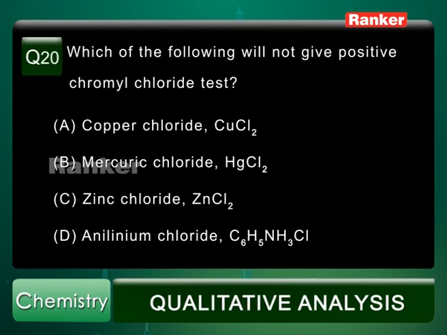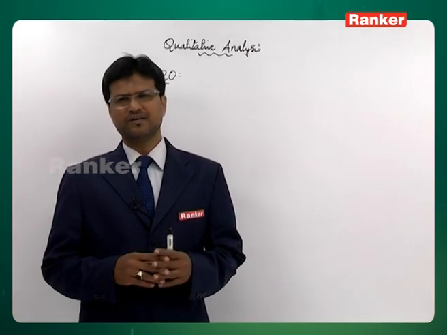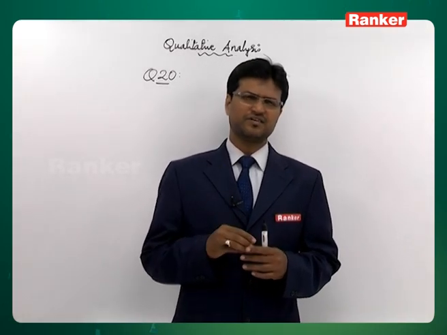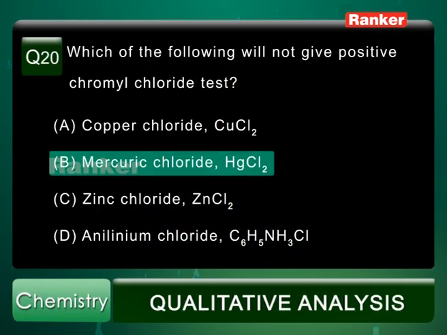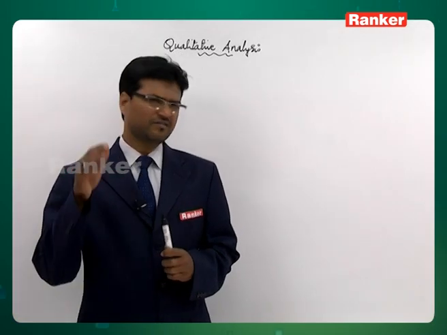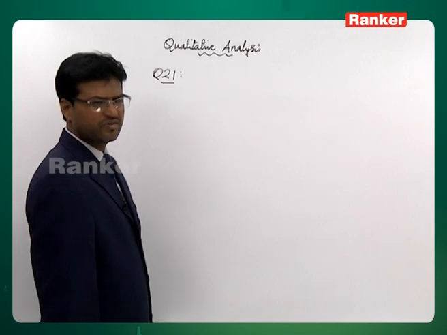Question number 20. Which of the following will not give positive chromyl chloride test? A, copper chloride CuCl2, B, mercury chloride HgCl2, C, zinc chloride and D, anilinium chloride. See, chromyl chloride test is not given by those chlorides which maintain very low concentration of chloride in solution. So, the answer is B, mercury chloride. The concentration of Cl- is very low, therefore, it is predominantly covalent and therefore, it will not produce high concentration of chloride.